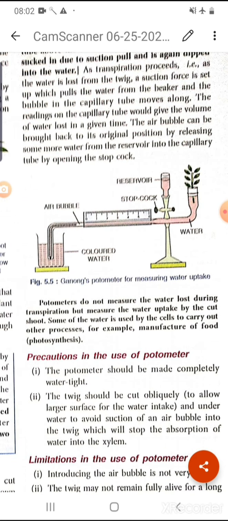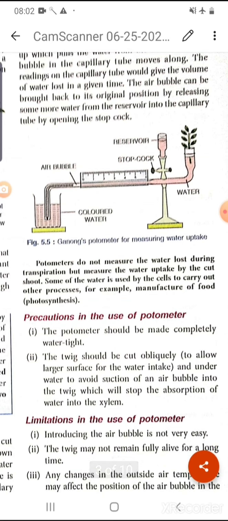So the potometer does not measure the water lost during transpiration, but it measures the water uptake by this plant portion. Some of the water is used by cells to carry out other processes, for example photosynthesis. So this setup is Ganong's potometer. All the setup is filled with water, and in this small thin portion present inside the beaker, an air bubble is introduced.